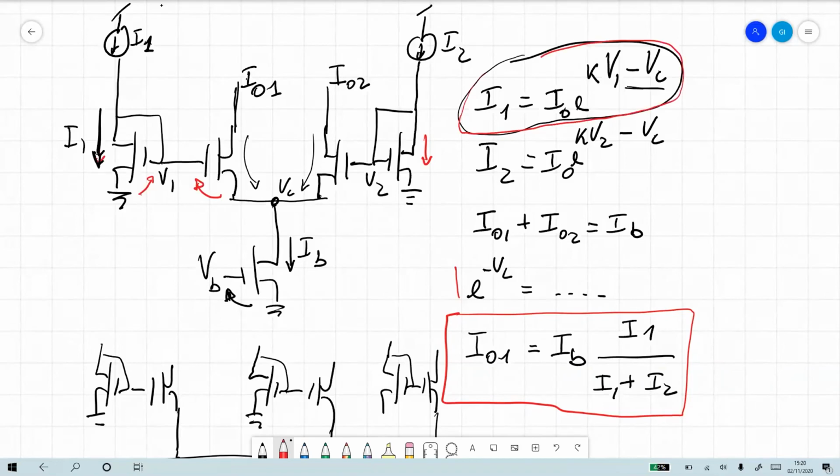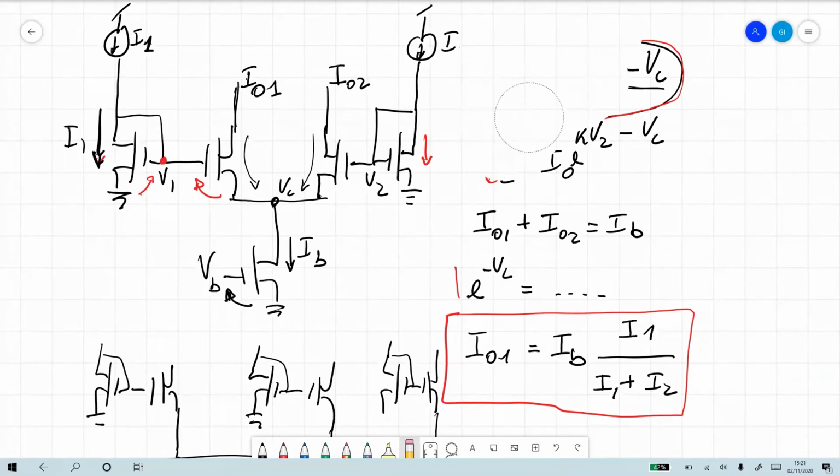It's the gate voltage. Oh, sorry, you're right. Yeah, it's a mistake. You're right. This is I01. Sorry. Okay, I made a big mistake. This is I01 and this is I02. And then we have to write I1 is e to the kappa VC. Sorry, you're right. So then you could replace.